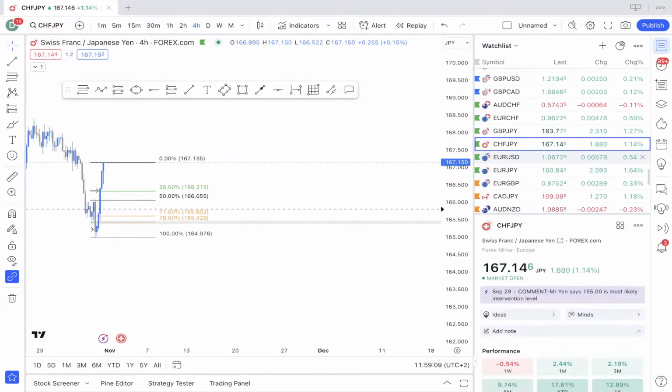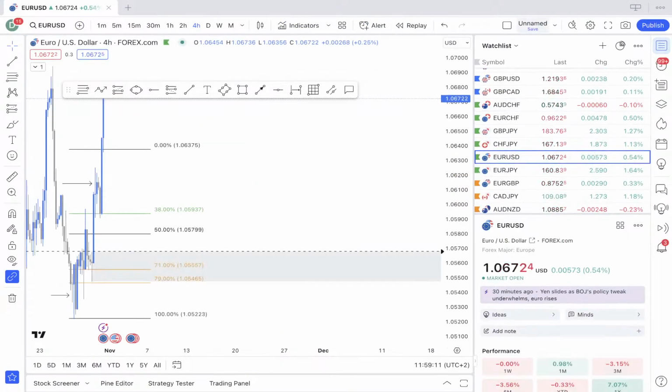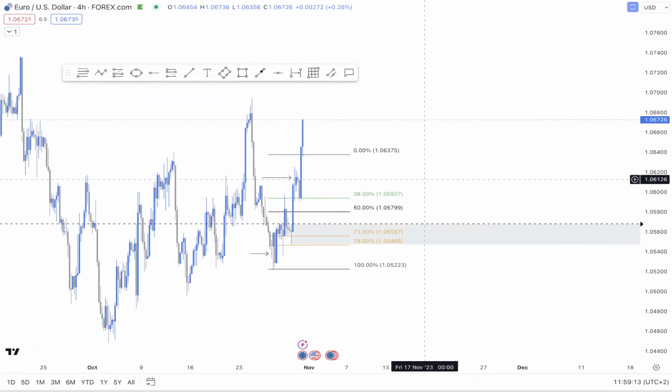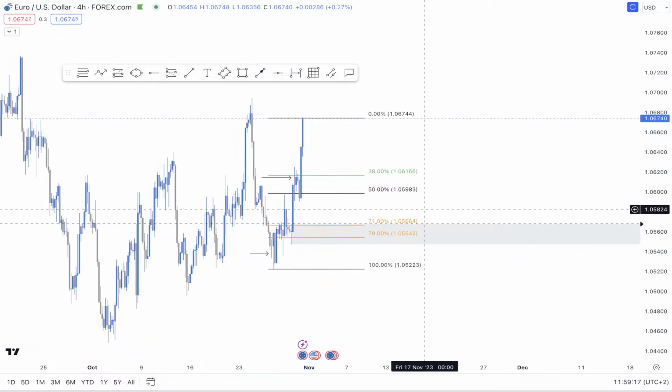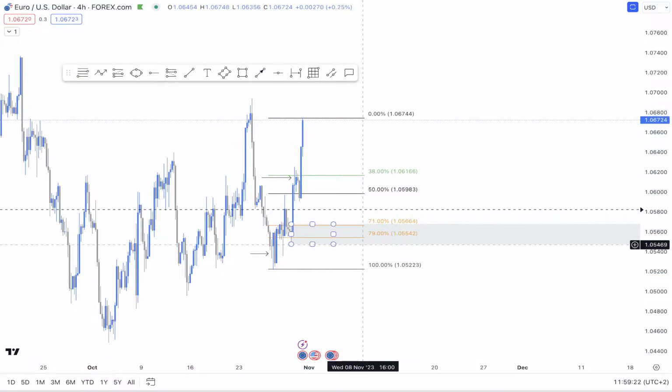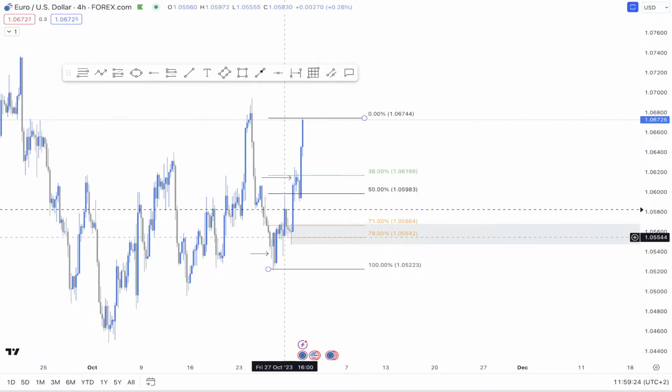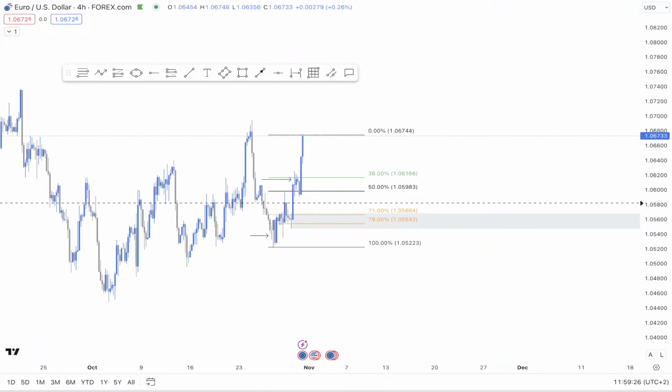And now, of course, we just want to see that corrective pullback that we always discuss. Next up, Euro USD with a buy limit opportunity. Again, price is breaking out like crazy, so we have to readjust the fib, which is totally fine. Once again, liquidity sweep here, a very impulsive push towards the upside.